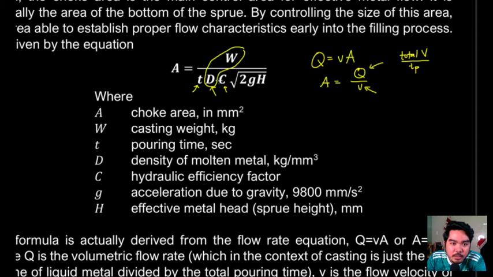Okay? So kaya if you look at this equation, what is this? Weight over density. Weight over density is just volume, no? Kasi di ba, if you remember, density is just equal to mass over volume. Therefore, volume is equal to weight over density. So this is just volume. So that's volume over pouring time. Ito, we can equate this to volume over time. That is our Q. Okay?